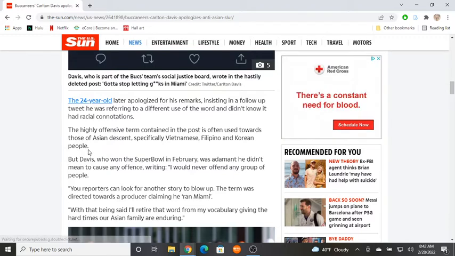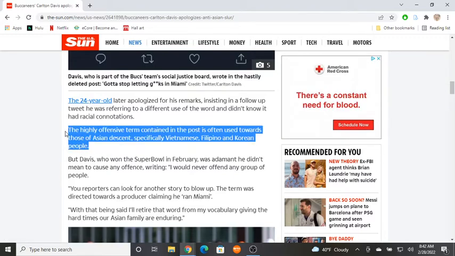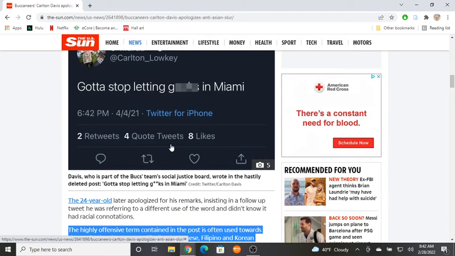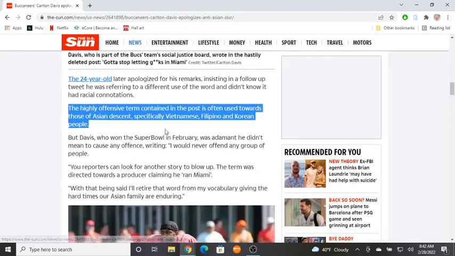And here's why. This is the sort of information we need. Highly offensive term contained in the post used toward those of Asian descent, specifically Vietnamese. Specifically Vietnamese, really. I guess since then it may be more broadly applied to Filipino and Korean people. So the internet, of course, doesn't take kindly to that. They let him know about it.